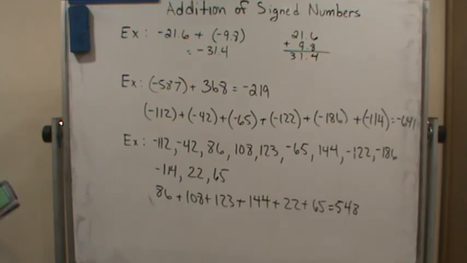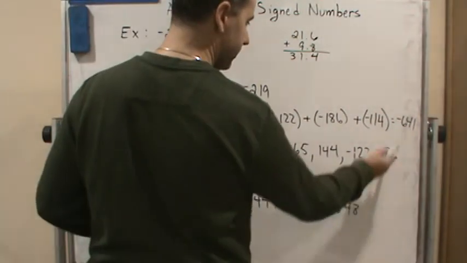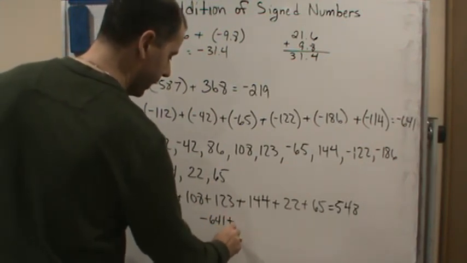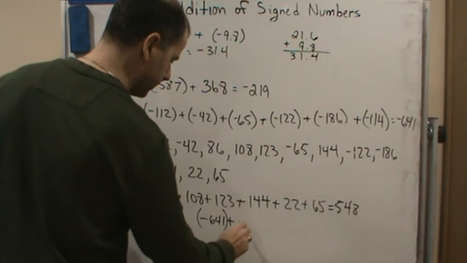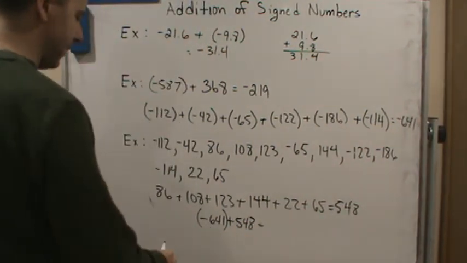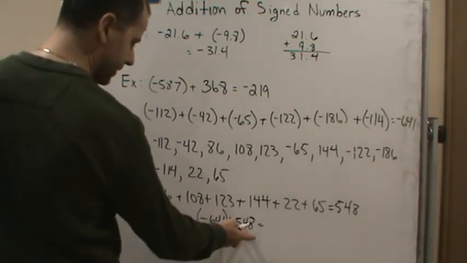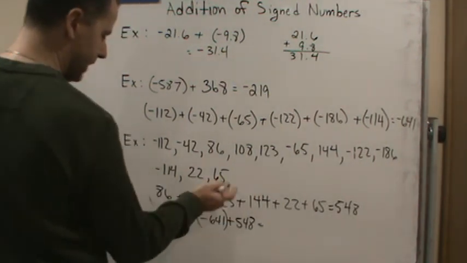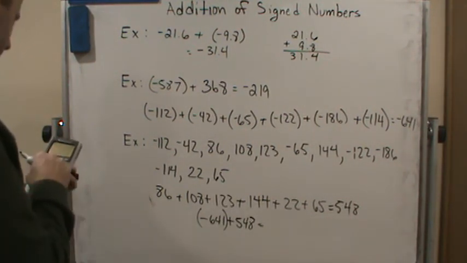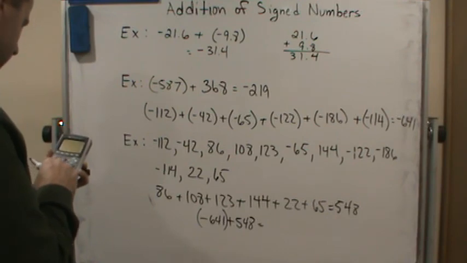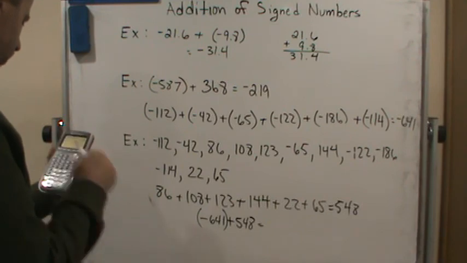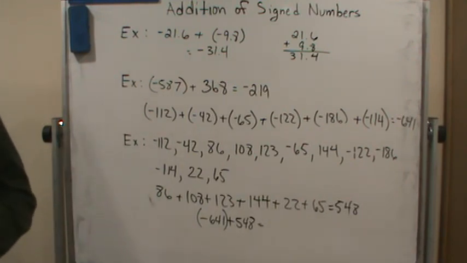All right, now all I'm going to do is add these two numbers. So it's going to be negative 641 plus 548. And again, all I'm going to do is subtract the numbers, because they're on opposite sides, and take the sign of the larger number. But again, you could do this in your calculator and just use the negative key. So negative 641 plus 548 equals negative 93.